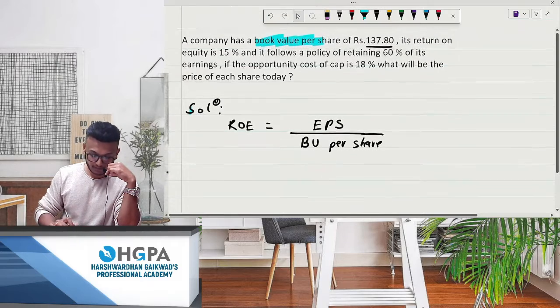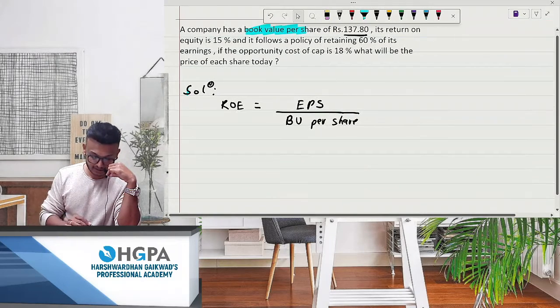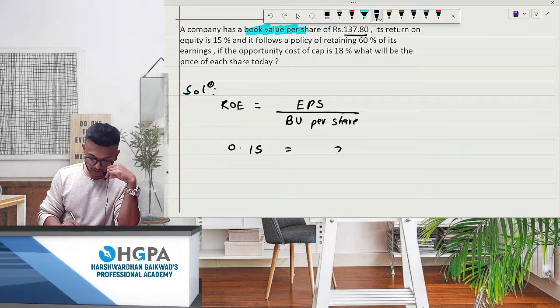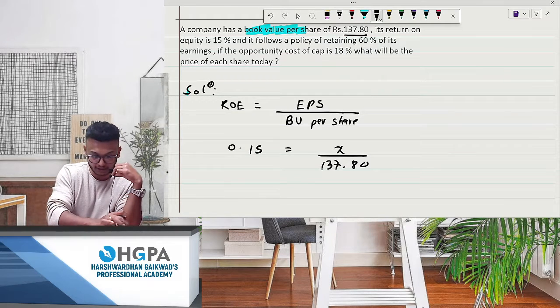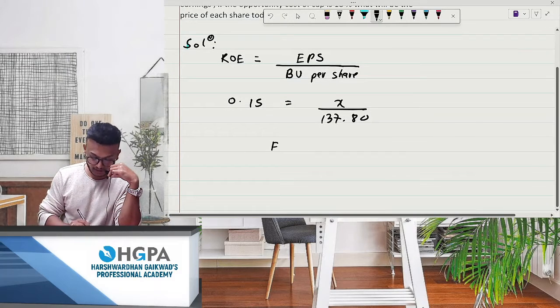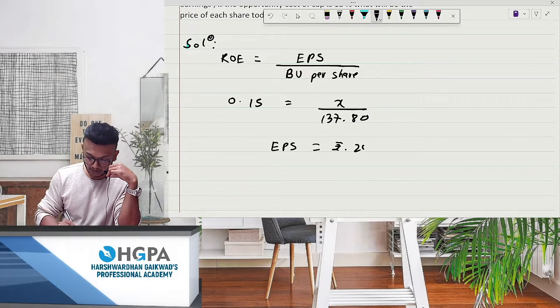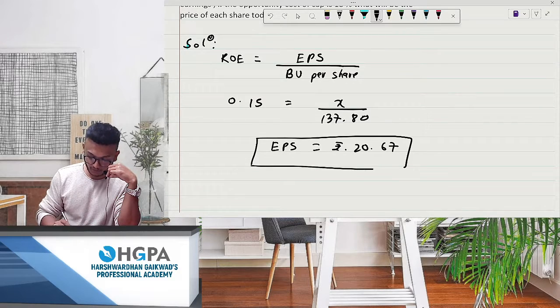So can you please tell me what all is there in this? We have return on equity as 0.15. I have no idea what the EPS is, but I know the book value, 137.80. Can you please compute the EPS for me? Into 0.15, my EPS will be rupees 20.67.